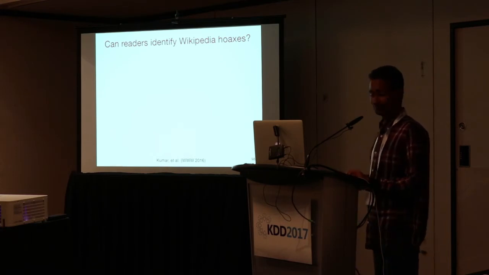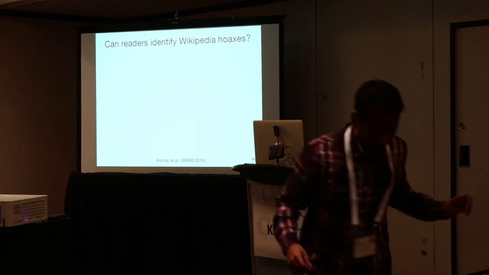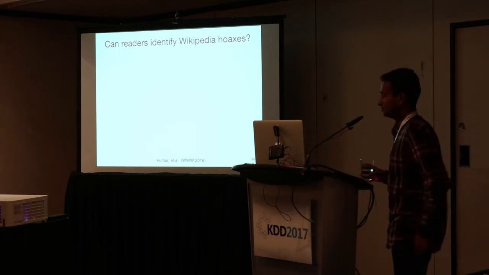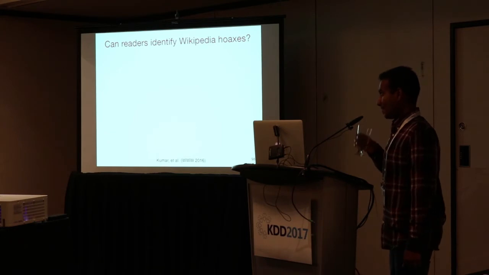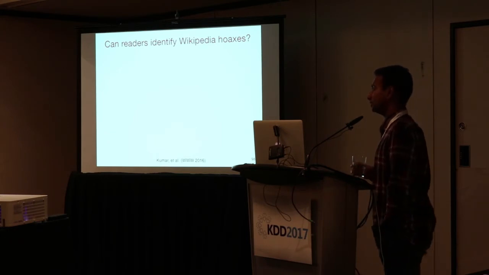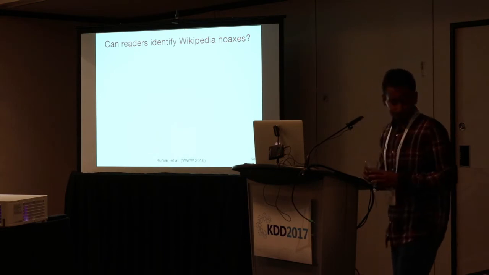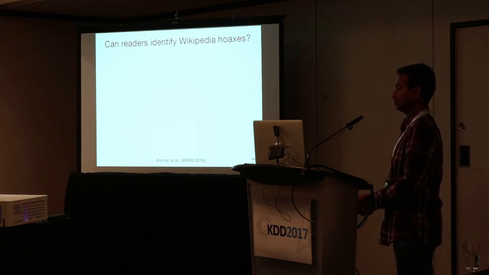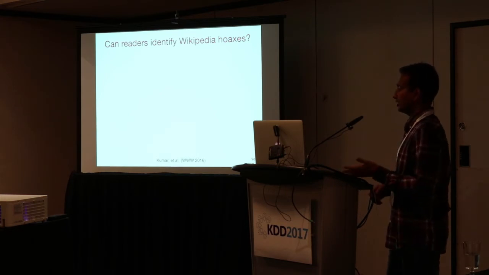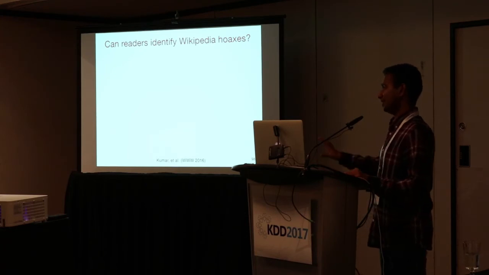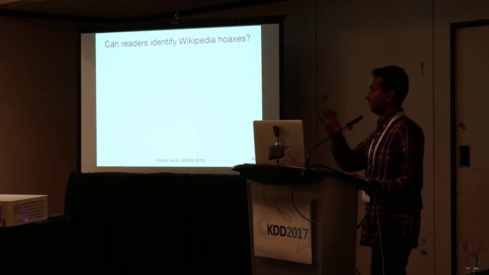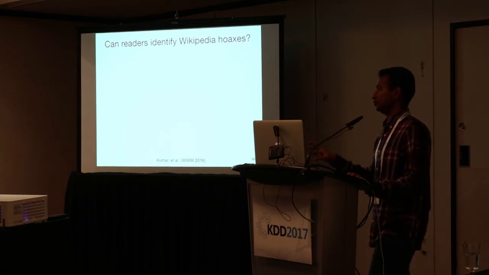Yes? Compared with vandals, it is harder to judge the hoaxes, even for human beings. And for your classifier, how do you get the ground truth? Even for humans, it is difficult to judge. Right. So the ground truth is based on already identified hoaxes or vandals that have been detected. If there were vandals that were identified previously, those are used as the ground truth for the identification.